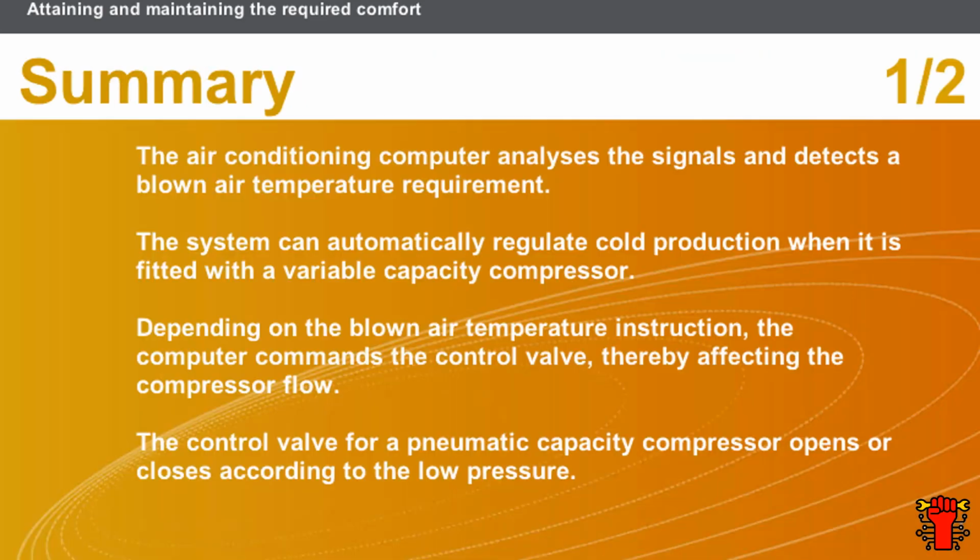In this section, we covered the following points. The air conditioning computer analyzes the signals and detects a blown air temperature requirement. The system can automatically regulate cold production when it is fitted with a variable capacity compressor. Depending on the blown air temperature instruction, the computer commands the control valve, thereby affecting the compressor flow. The control valve for a pneumatic capacity compressor opens or closes according to the low pressure.